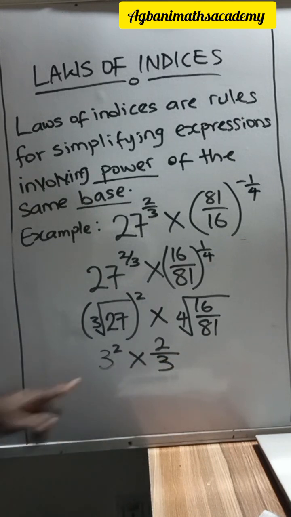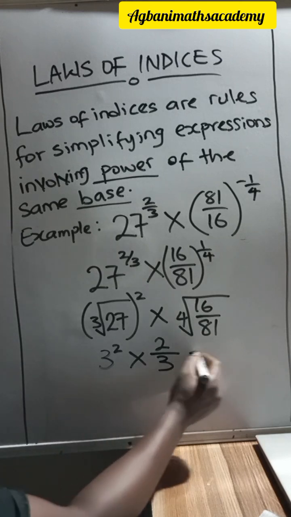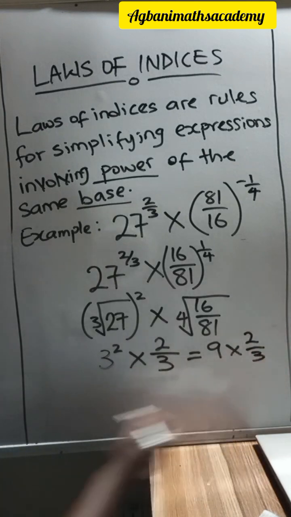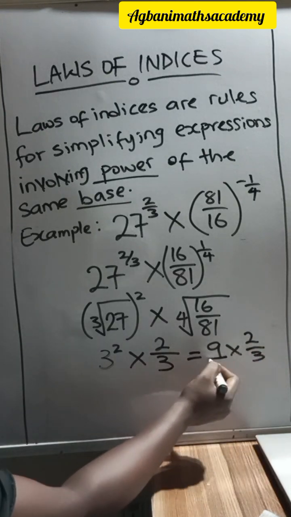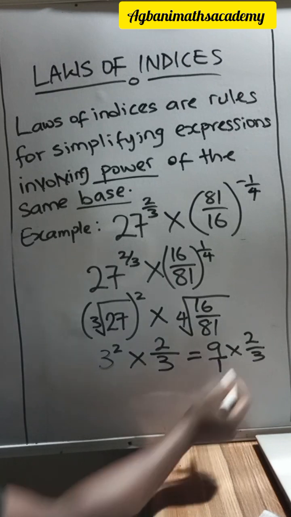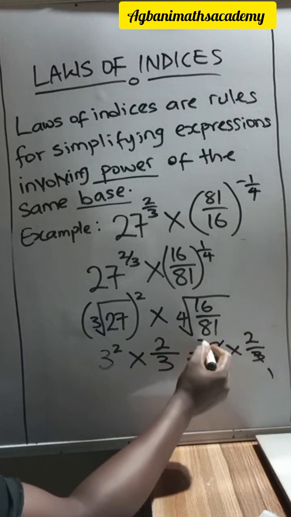Okay. So over here we have 3 squared. 3 squared is the same thing as 3 multiplied by 3, which is 9. So we're going to have 9 multiplied by 2 all over 3. Let's bring down the denominator of 1, because every whole number has an invisible denominator of 1. So at this point we can cross out 3 here, 1, 3 here, 3.